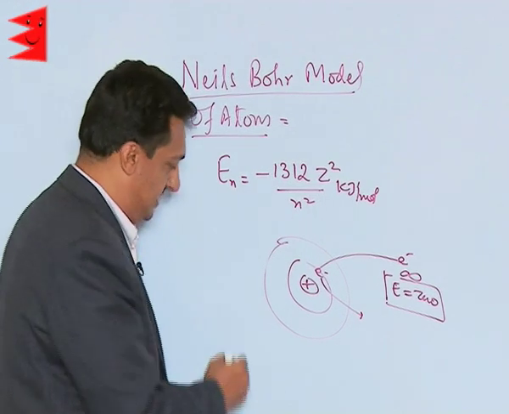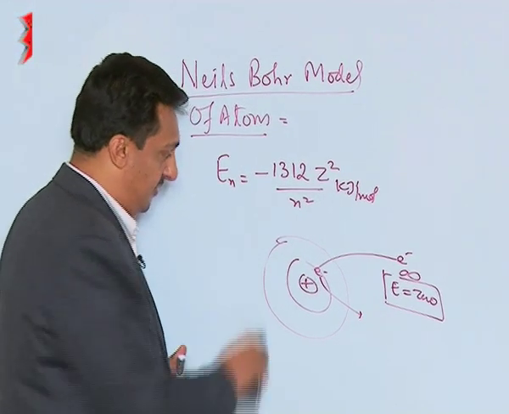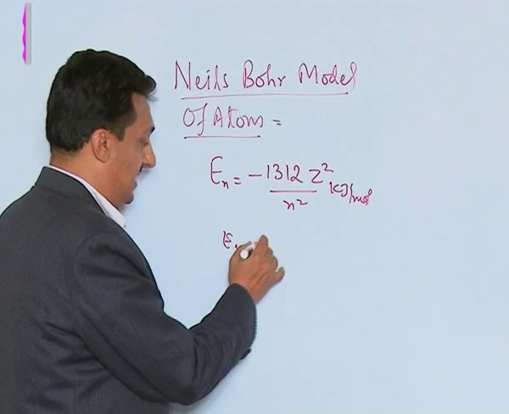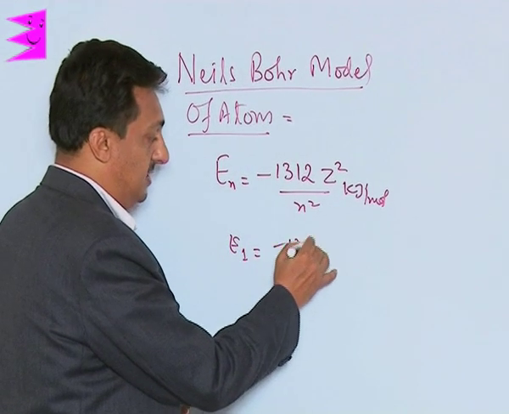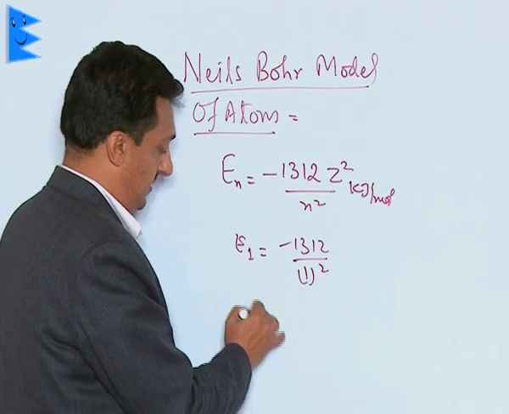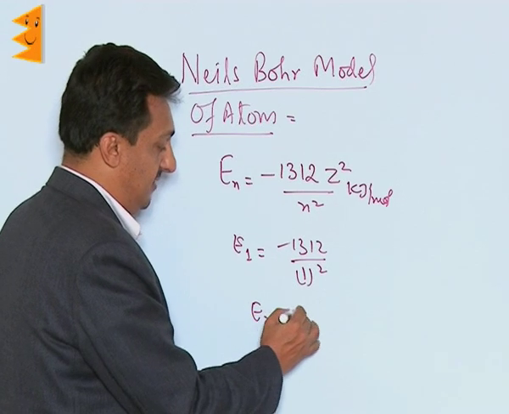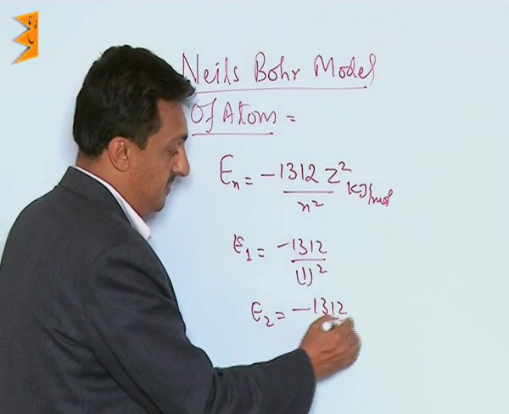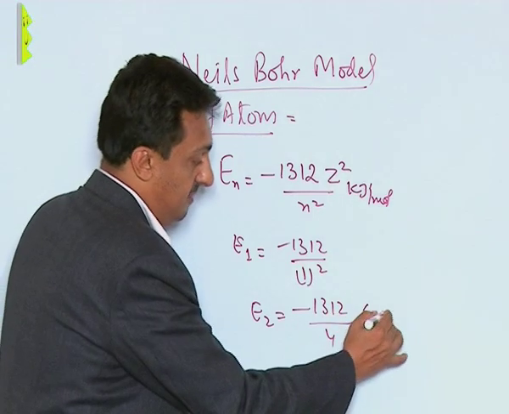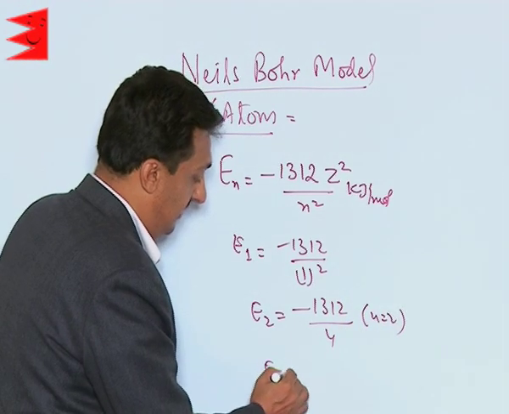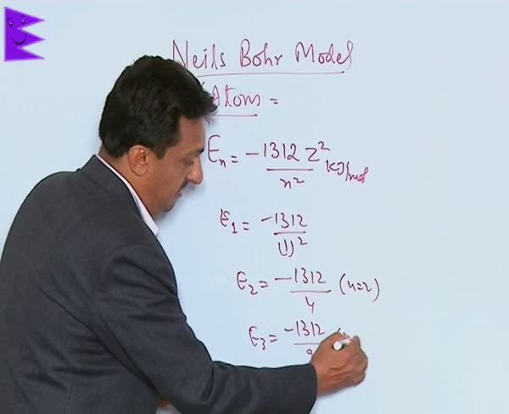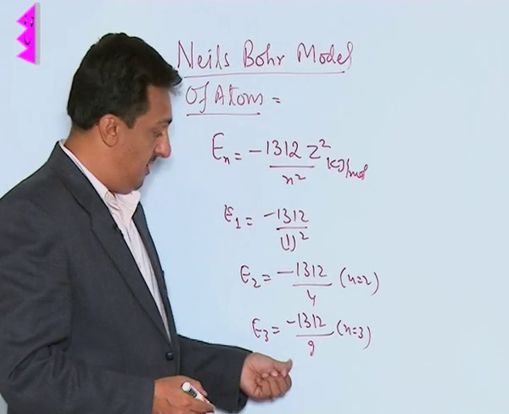That is why the energy associated with the first orbit of the electron will be, in case of the hydrogen atom, 1312 upon 1 square. Similarly, the energy associated with the second orbit will be 1312 by 4, because 2 square means 4. And similarly, the energy associated with the third orbit will be 1312 upon 9.